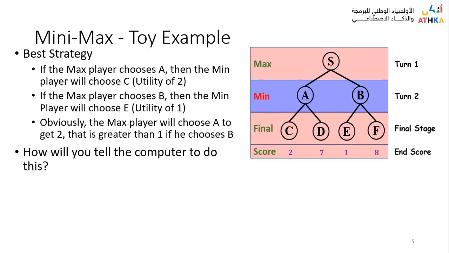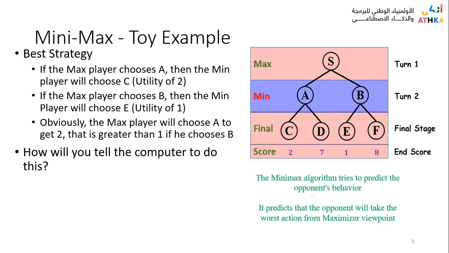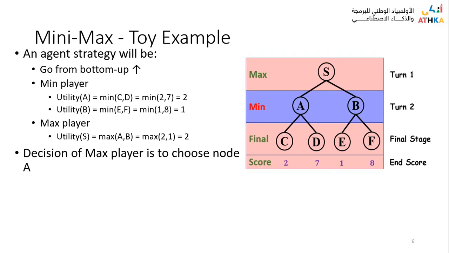Okay, so this is what we are trying to explain over here. I already explained this in the previous one, so I'm just going to go over this very fast. Again, what you're trying to do is to maximize the utility for the maximizer, and the minimizer is trying to minimize the utility. Okay, and that's how the game actually goes.